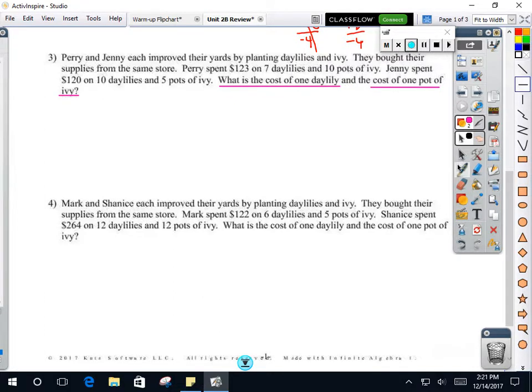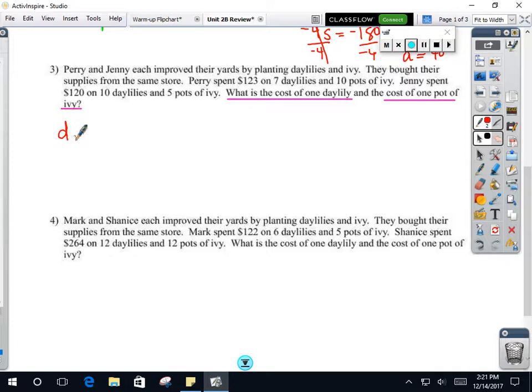So our unknowns are the cost of a daylily and the cost of a pot of ivy. So for that reason, I'll be using the variables D and I. Now, the 2 equations are going to come from the 2 different people, Perry and Jenny.